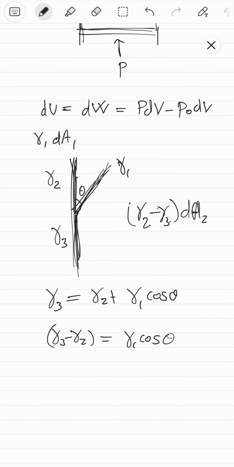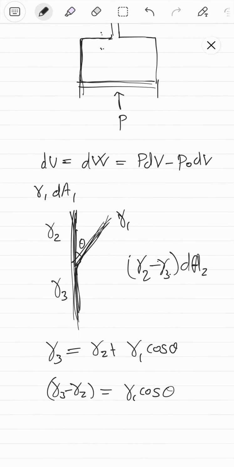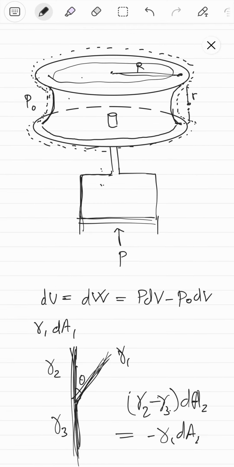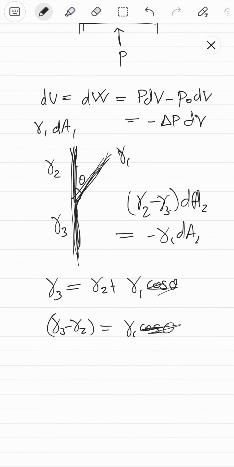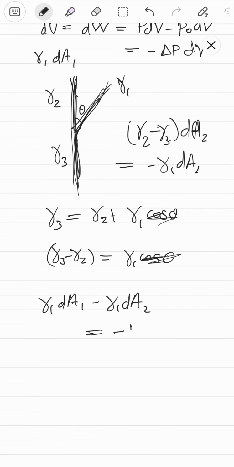Now we have this thing, and we know that theta is just 0 for glass, or almost 0. So what do we get? We just get gamma 1 dA1, and this is just equal to negative gamma 1 dA2, right? And dW is just equal to negative delta P times dV, isn't that right? Okay, so now our equation is basically gamma 1 dA1 minus gamma 1 dA2 is equal to negative delta P times dV.